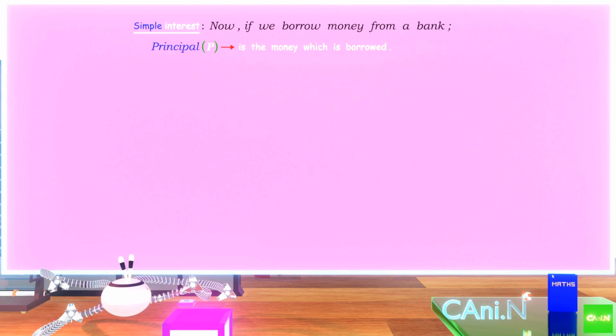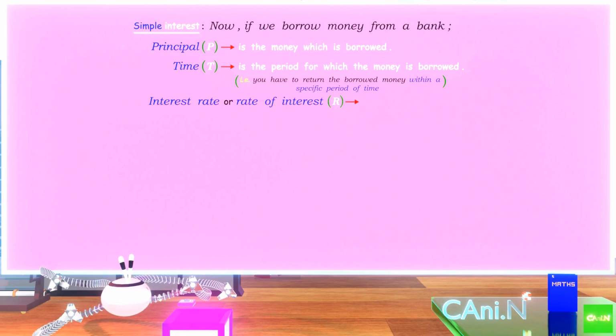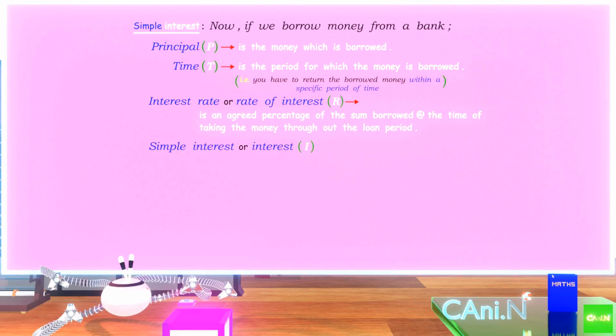Principal is the money which is borrowed. Time is the period for which the money is borrowed. That is, you have to return the borrowed money within a specific period of time. Interest rate, or rate of interest, is an agreed percentage of the sum borrowed at the time of taking the money throughout the loan period. Simple interest, or interest, is the additional money paid on a principal amount over a specific time period.